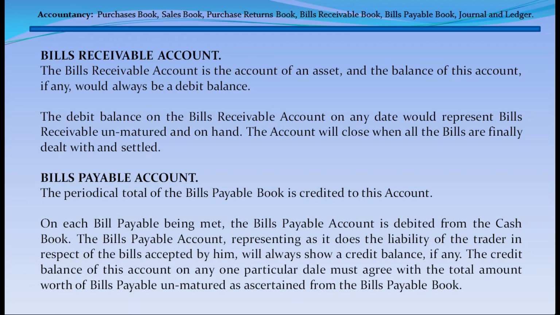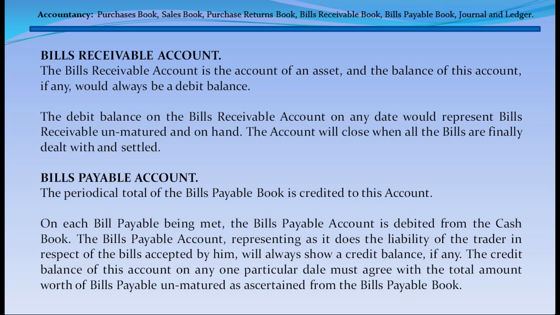Bills receivable account. The bills receivable account is the account of an asset, and the balance of this account, if any, would always be a debit balance. The debit balance on the bills receivable account on any date would represent bills receivable unmatured and on hand. The account will close when all the bills are finally dealt with and settled.